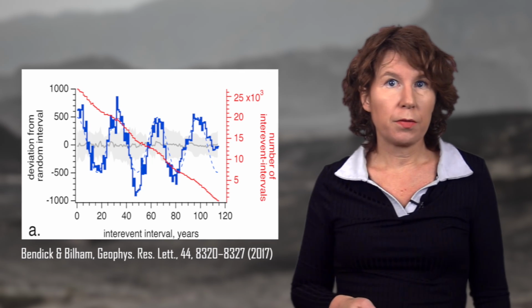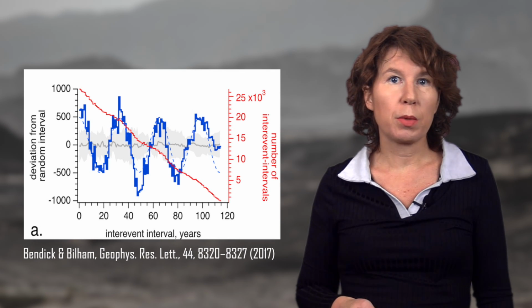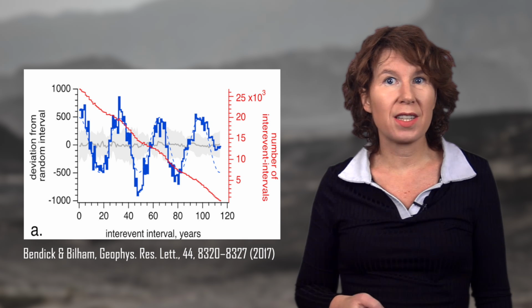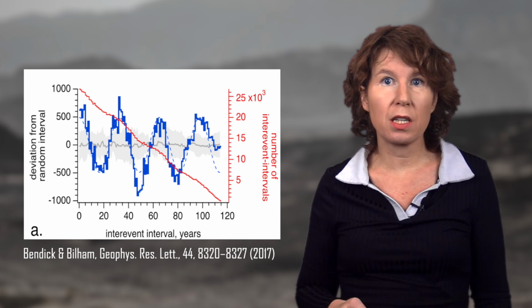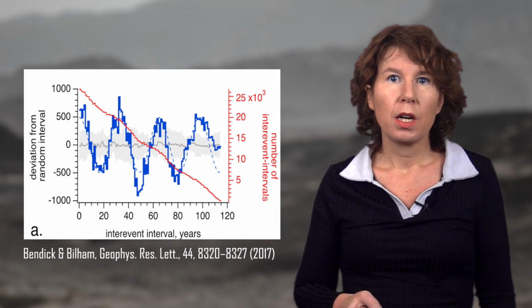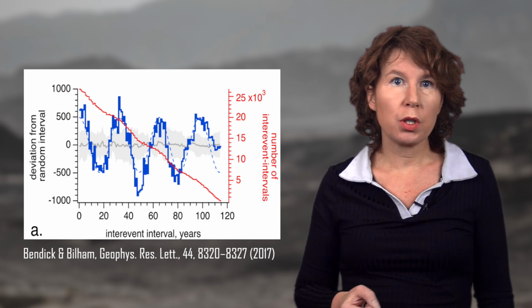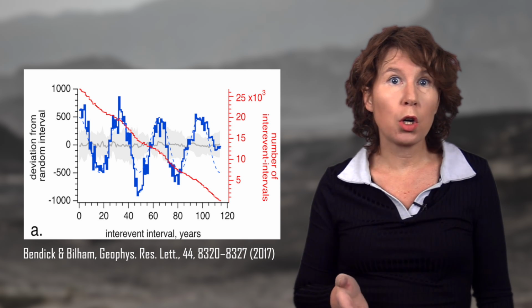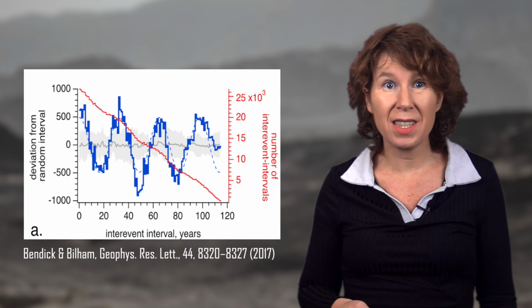Here is, for example, a figure from a 2017 paper by Bendick and Bilham, which shows the deviations in the earthquake clustering from being random. So a completely random distribution would all be at zero, and the blue curve shows there's a periodicity in the intervals.